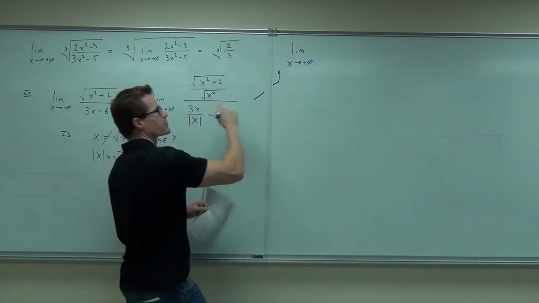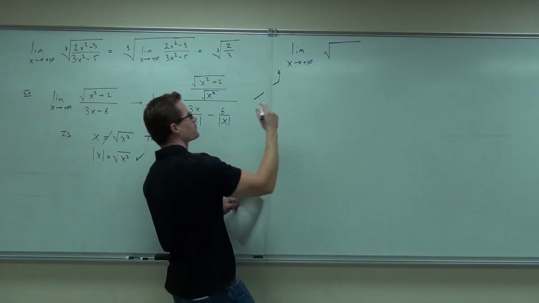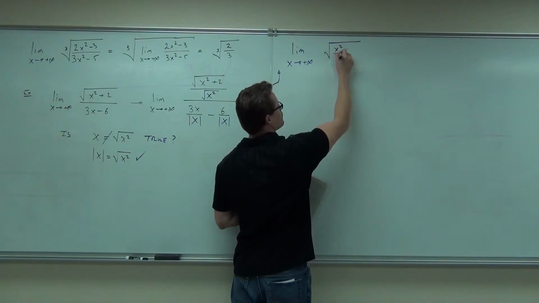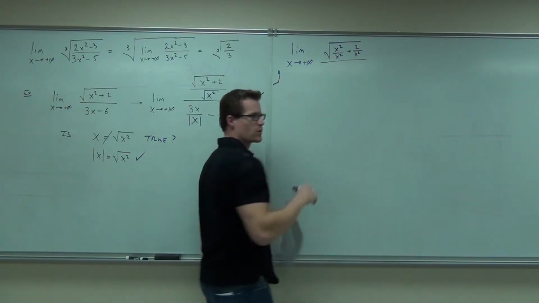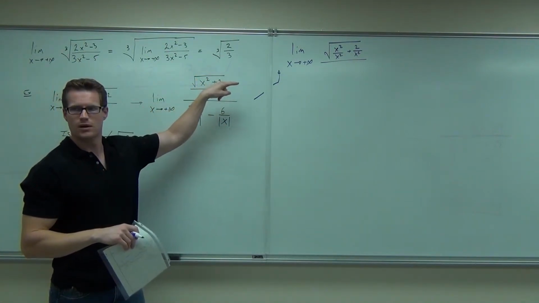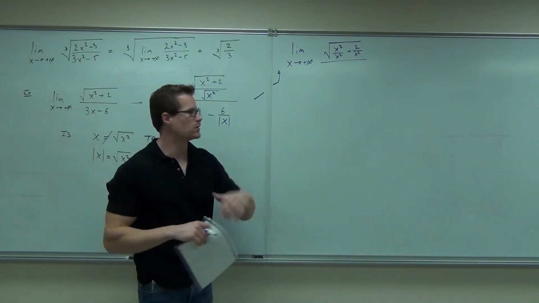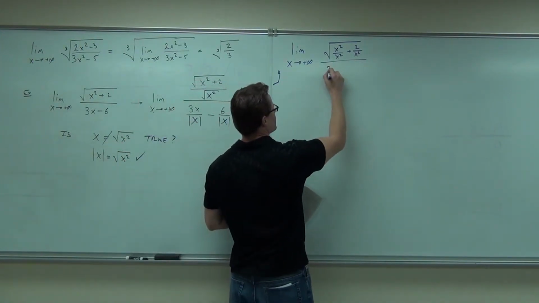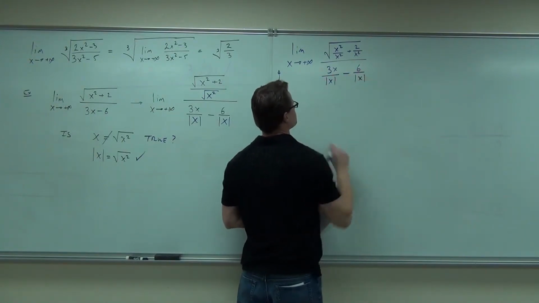When you have a square root over a square root, that says you can take the square root of the whole entire fraction. That's x squared over x squared plus 2 over x squared. Are you okay on where the x squared over x squared and 2 over x squared are coming from? That's the sole reason why you did that, right? Just to make that in there. Over 3x over the absolute value of x minus 6 over the absolute value of x.